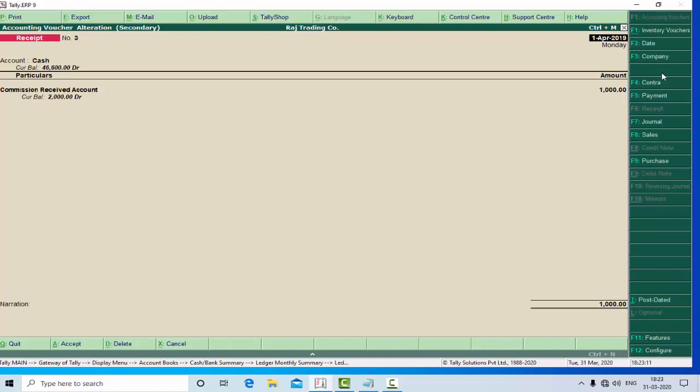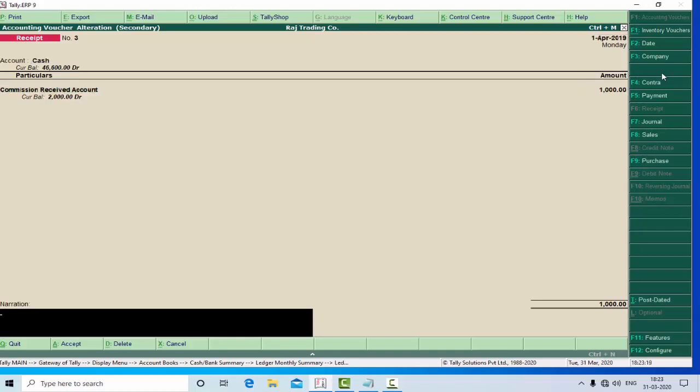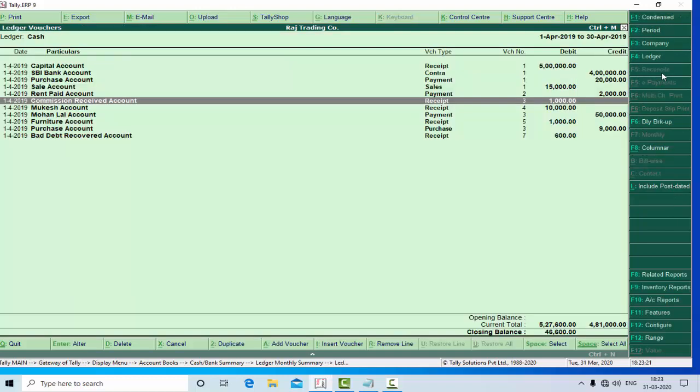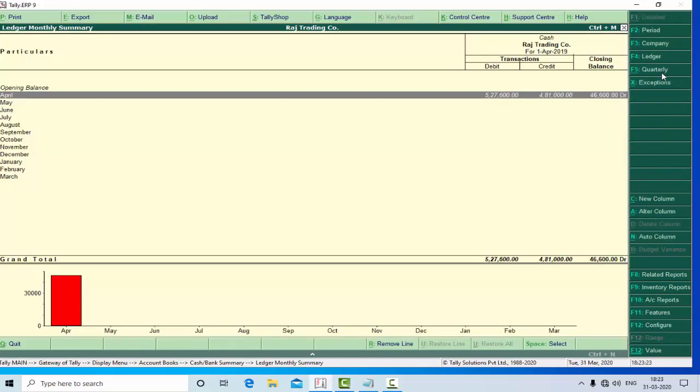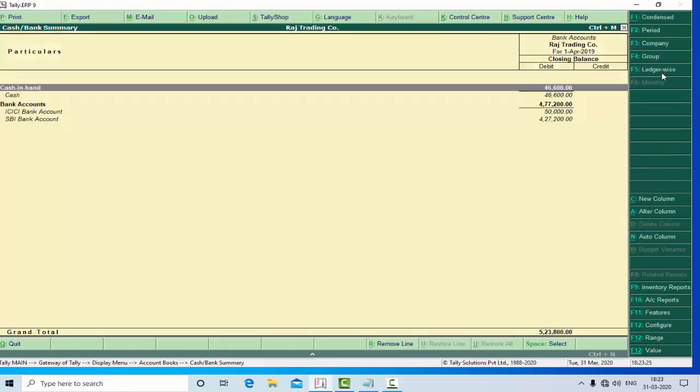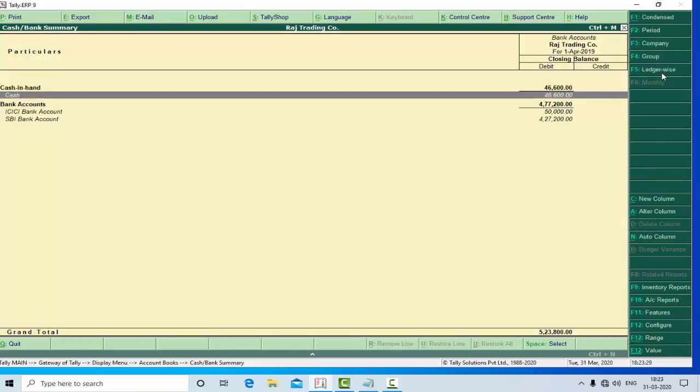voucher entry. Any entry can be seen by you by pressing enter, and you can amend any part of this entry if you want to make any changes in this entry. I think you got my point. And if you want to exit this window, press escape, and now you are in again cash balance.